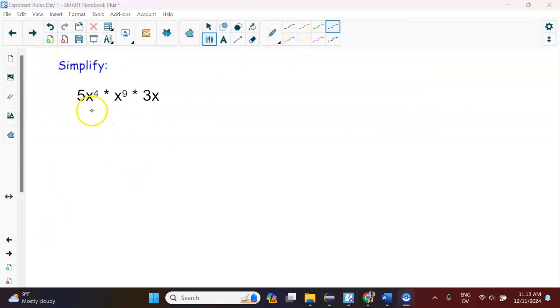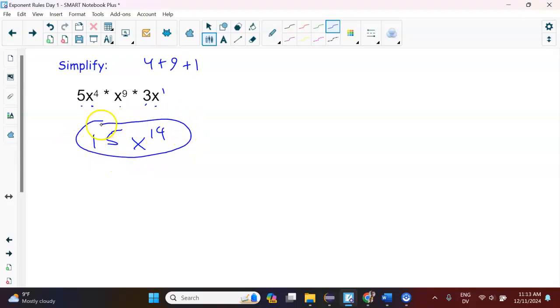Okay, so basically I'm going to do 5 times the 3 to get 15, and then add these exponents. So it's 4 plus 9 plus 1. That's an x to the 1st. So we have 15 and then x to the 14th power. And again, if you expanded that all out, you'd have 4 x's here, 9 here, and 1 more. So it's x to the 14th. So this is 15 x to the 14th.